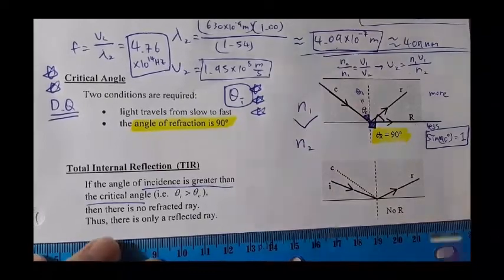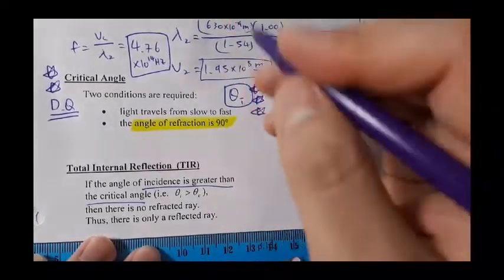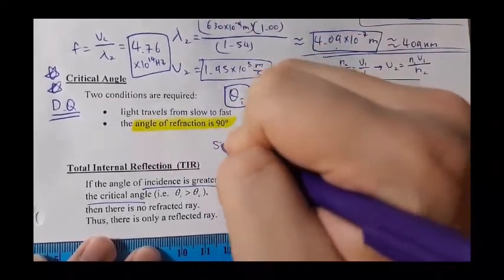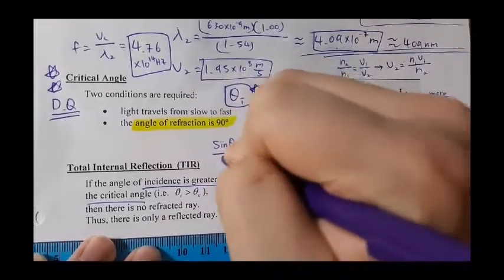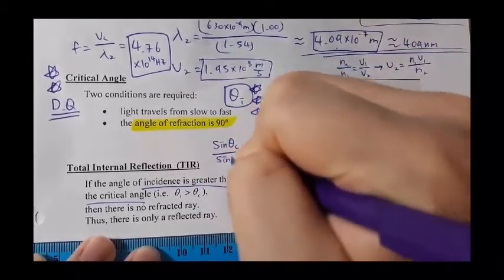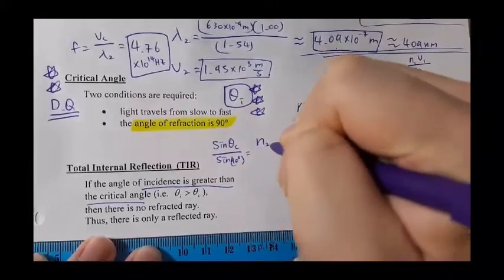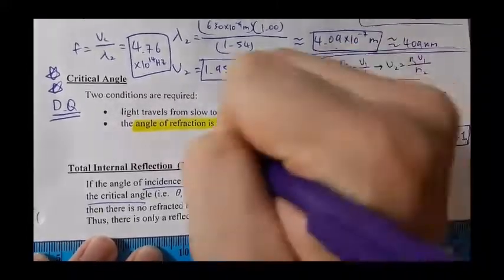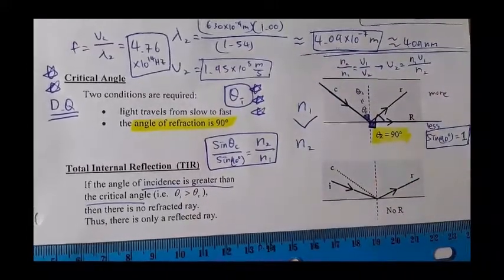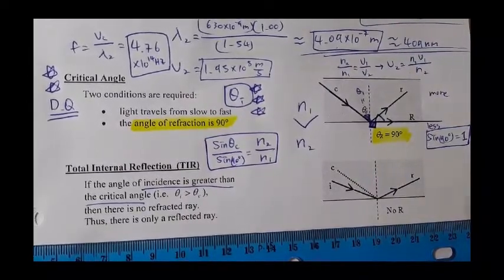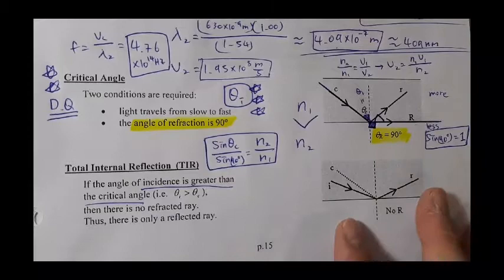So if I use the relationship that we know from Snell's law, here's what happens. Sine theta c over sine 90 degrees is always N2 over N1. That is a modification for your critical angle. Have that in your mind. It is the exact same thing, you're just approaching it a little differently.